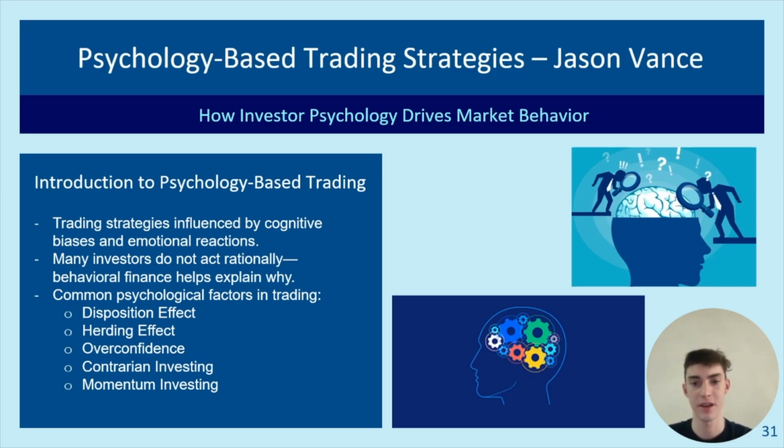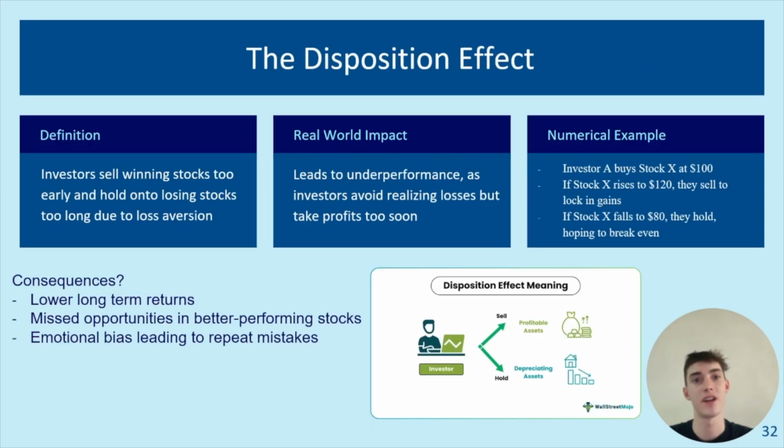Let's start off with the disposition effect. The disposition effect happens when investors sell winners too early but refuse to sell losers, hoping to break even. A real-world impact is underperformance. Investors hold on to bad stocks and miss out on strong performers. For example, if an investor buys stock X at 100, they'll usually sell at 120 to lock in gains, but they'll hold it if it drops to $80, hoping for a rebound. Research shows this leads to 3.4% lower returns annually. The consequences: poor performance, missed opportunities, and emotional decision-making.